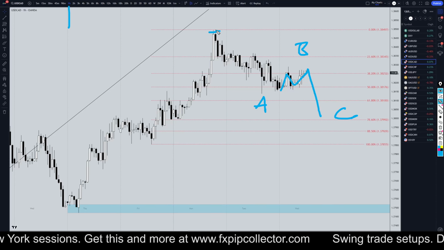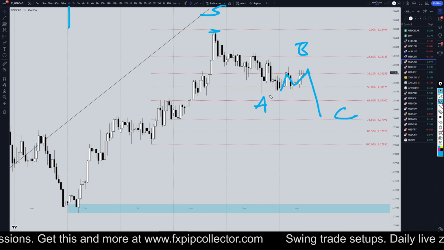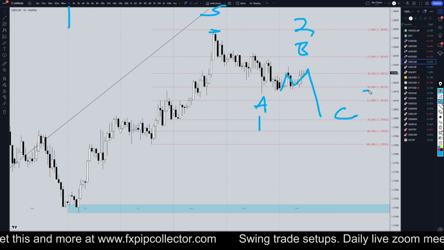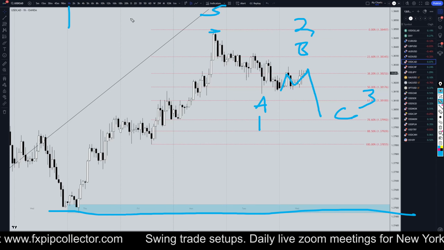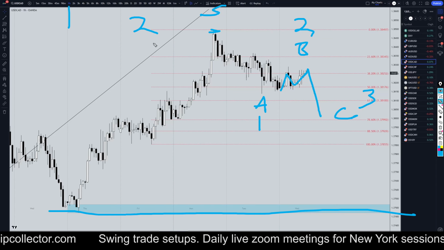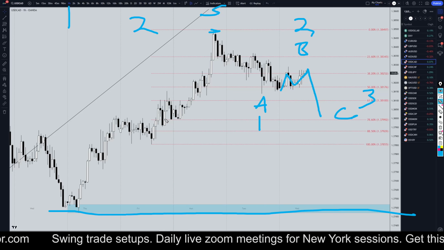Or maybe this is the top of a wave 5, and this is actually now going down for a wave 1, a wave 2, and a wave 3. Hopefully, eventually giving us that break of structure that will prove that this really is a wave 2, and the wave 2 is over on the longer time frames.